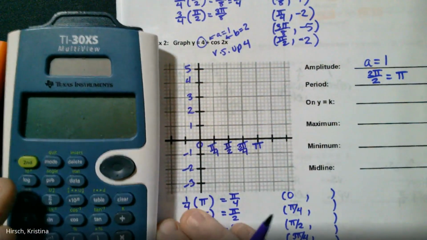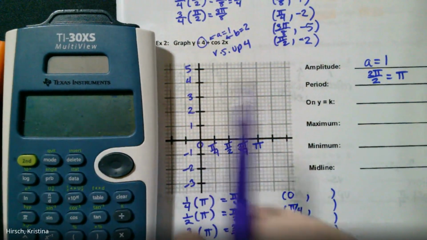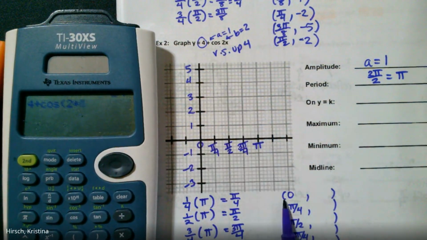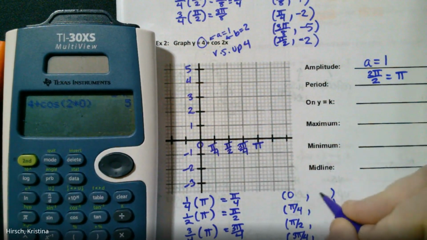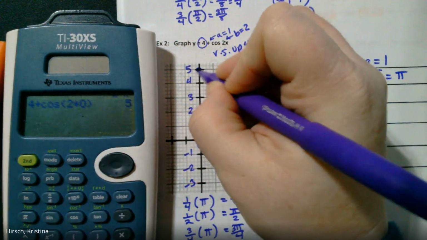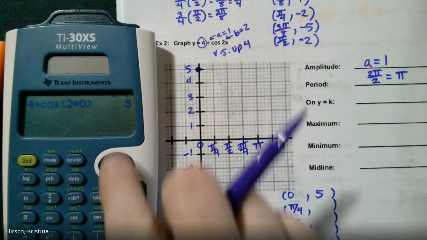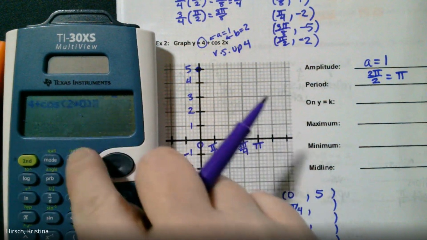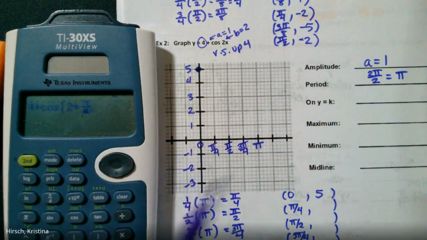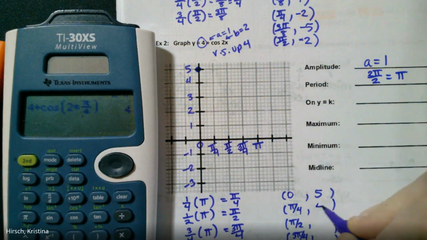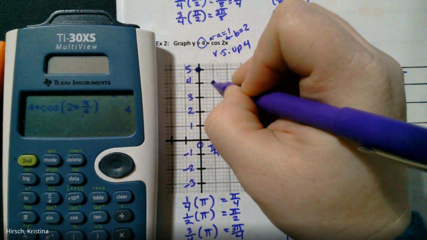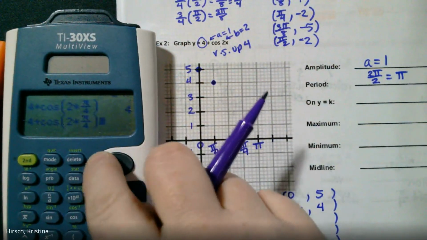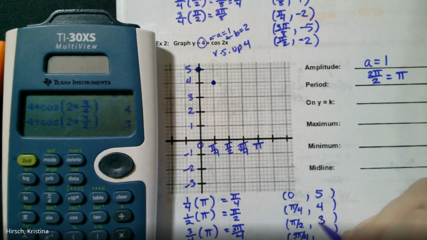All right, so in my calculator, I would have 4 plus cosine of 2 times 0. And I got 5. So (0, 5) is one of my points. All right. Now I'm going to do it again with pi over 4. And I got 4. So here we go, (pi over 4, 4). Now I'm going to do it again, but with pi over 2. And I got 3.